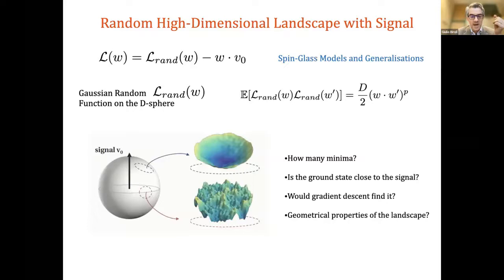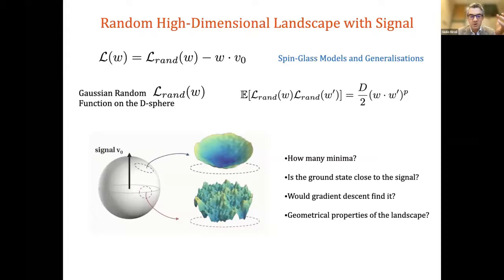And here, what you have is that in the energy, if you go in this direction, there is a minimum, but then there is also a random part on top of this, which is given by this one. And then you can ask, depending on the strengths, let's say you put a constant in front of this and you play with this constant, how many minima do you have? Is the ground state that you find here close to the signal?